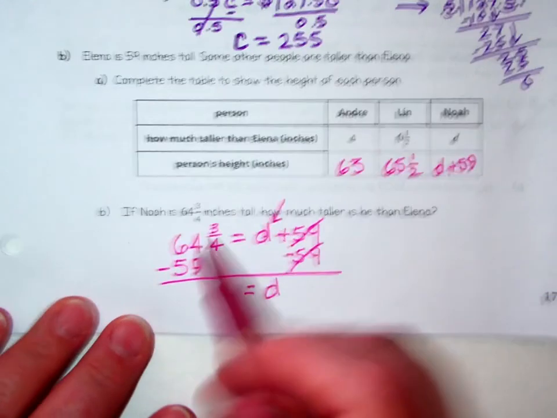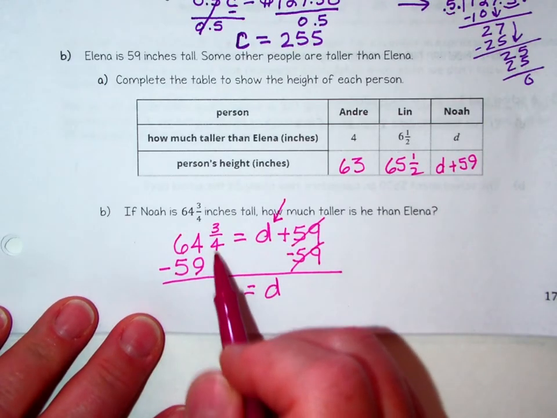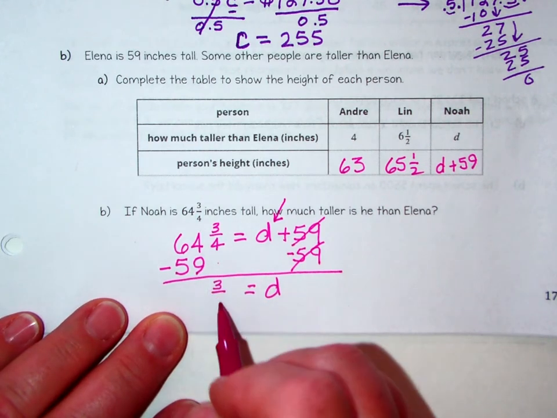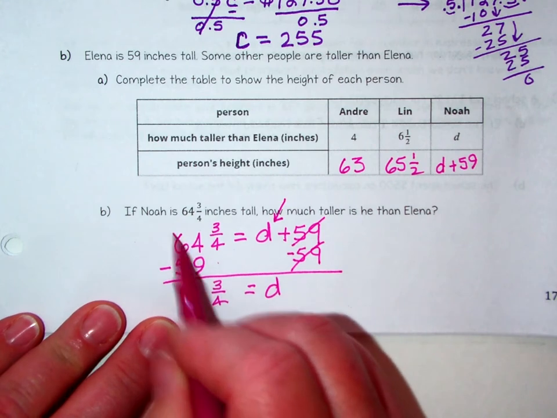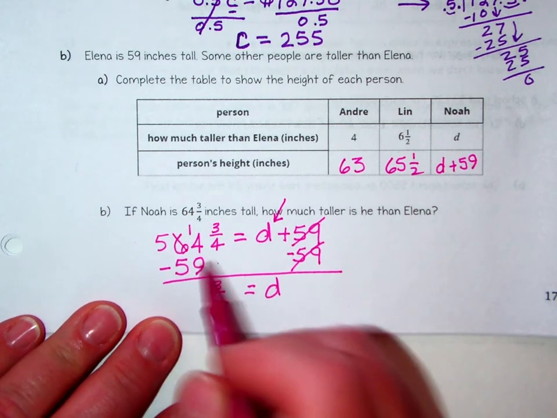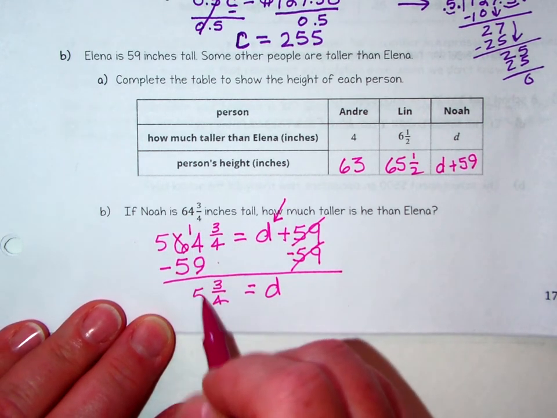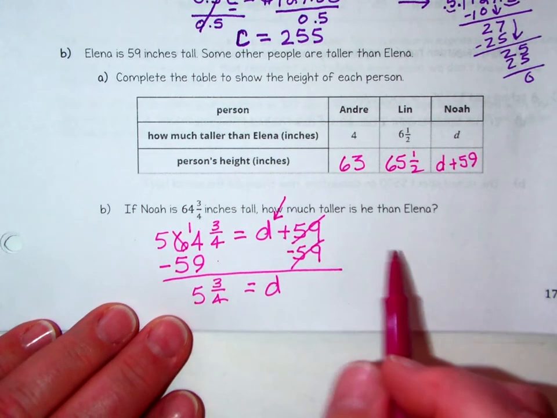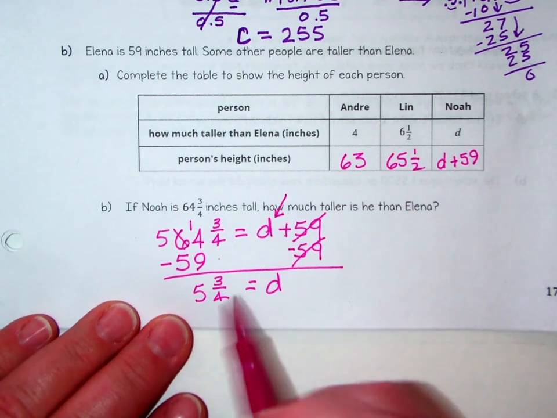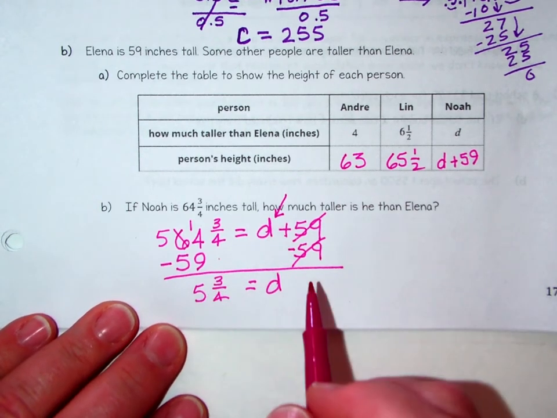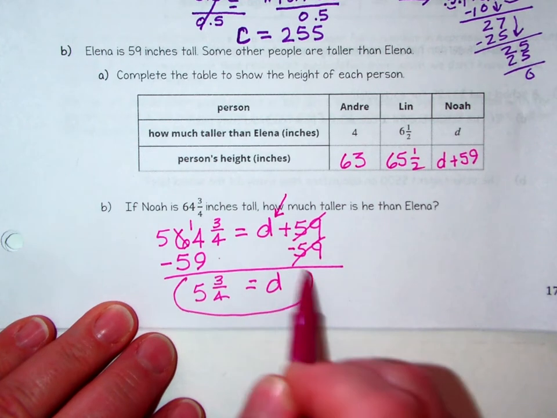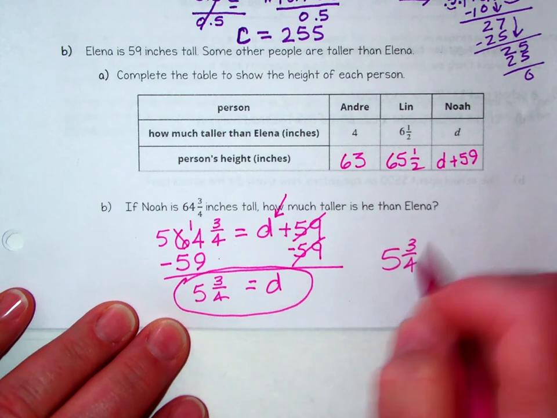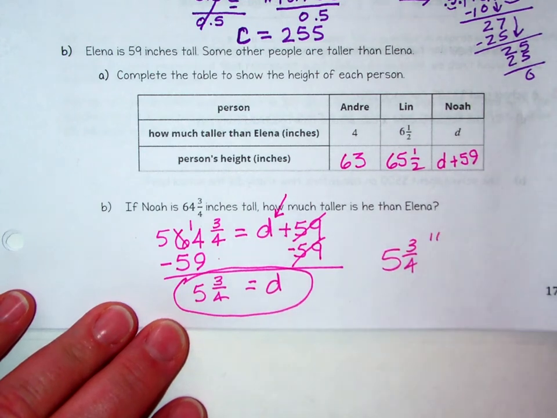And on the left side, 3/4 minus nothing here. There's no fractional part on the 59. Leaves 3/4. I can't do 4 minus 9, so I'm going to borrow. 14 minus 9 is 5, and then 5 minus 5 is 0. So the difference in Noah and Elena's height is 5 3/4 inches. So Noah is 5 3/4 inches taller than Elena. Okay, and that's it.